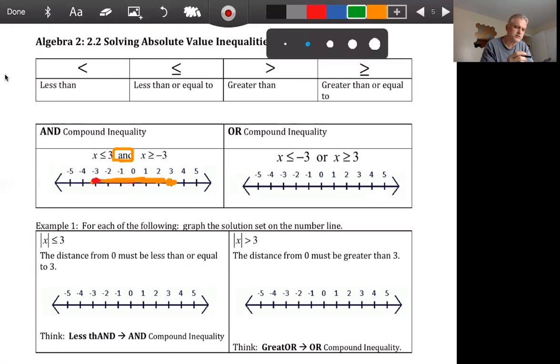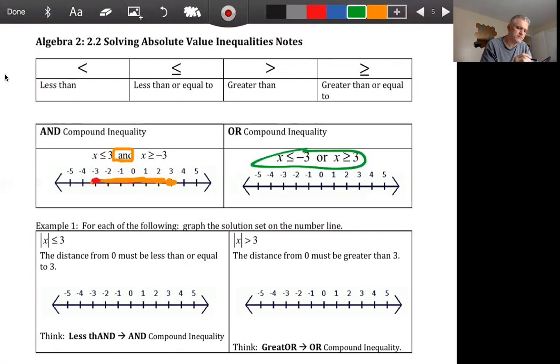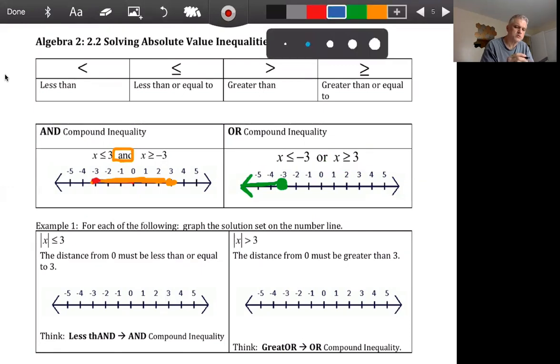Now let's look over here to the side, and we got this guy. X is less than or equal to -3, so we'll go to -3 here, or equal to, so again, solid circle. Less than, we're going this way. Okay, or x is greater than or equal to 3. So start at 3. It's or equal to, so solid circle, filled in circle, and greater than, so we go to the right.